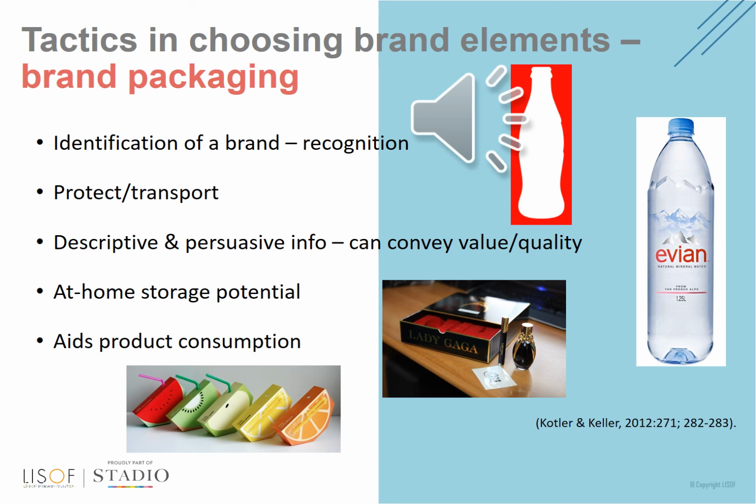For example, perfumes are famous for coming in very elaborate brand packaging designs that are exciting to open, and often you can make the packaging a little collector's item. And on the packaging you will find descriptive and persuasive information that then convinces you of the quality or the value of the product. And then lastly, also to aid product consumption. For example, the fruit juice in the box with the straw to make it easier for the consumer to consume the product.